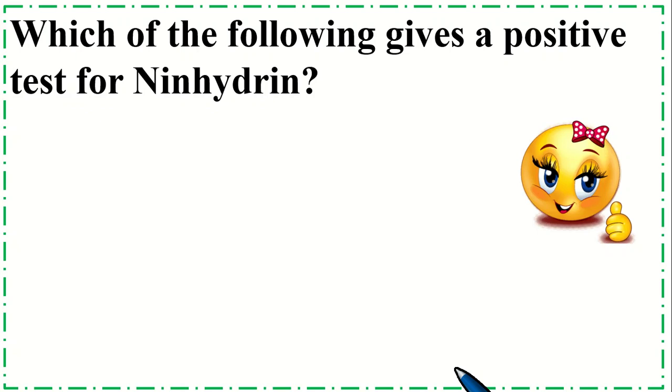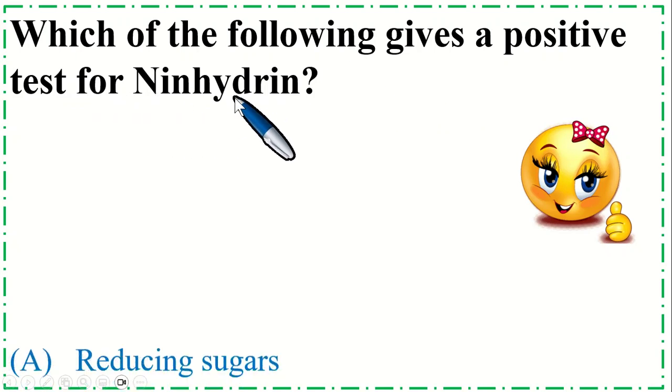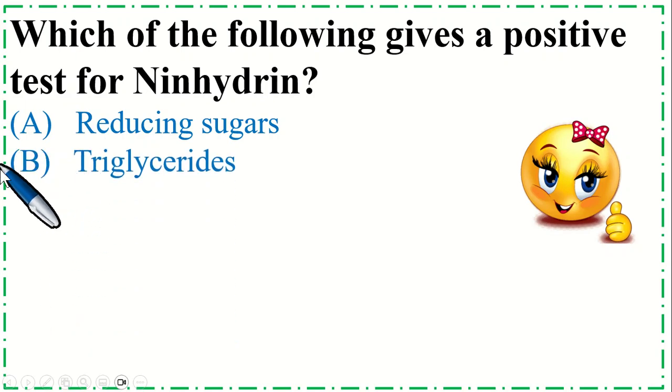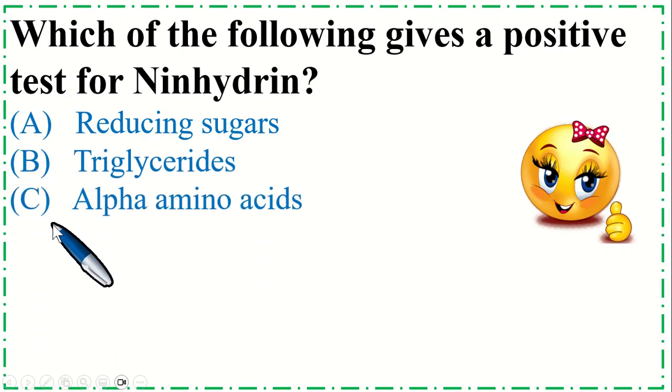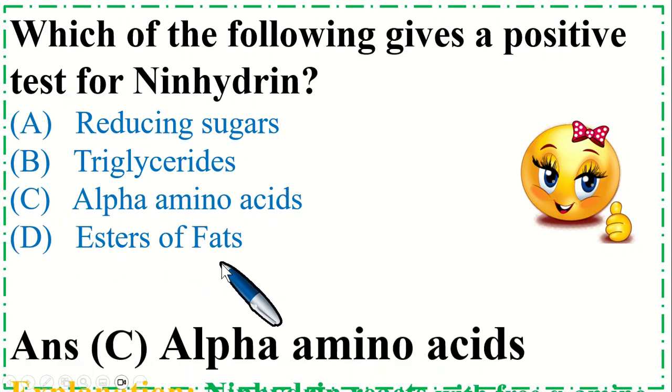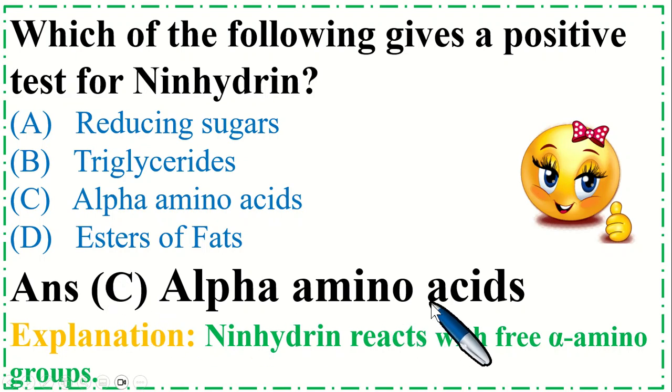Dear students, this is a very important MCQ. Which of the following gives a positive test for ninhydrin? Option A, reducing sugar; B, triglycerides; C, alpha amino acids; and option D, esters of fats. So the correct option is C, alpha amino acids. Ninhydrin reacts with free alpha amino groups.